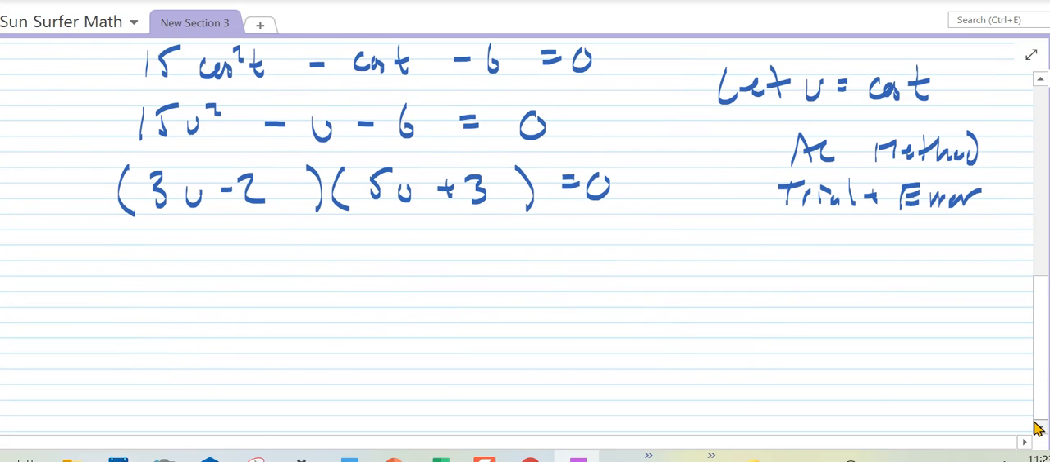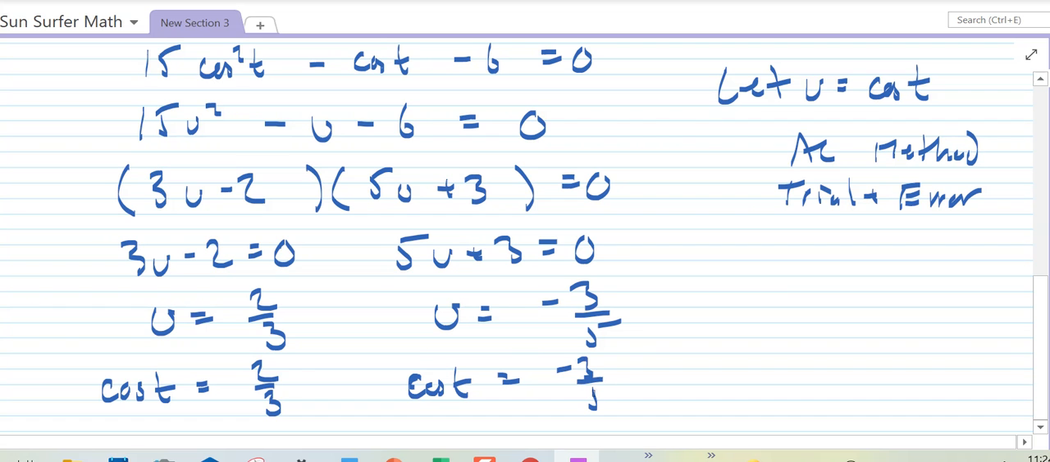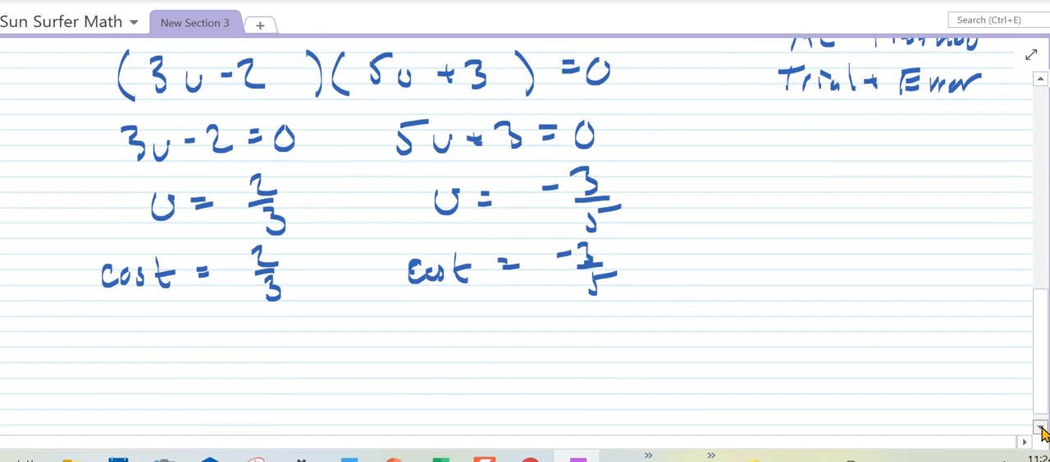The next thing that we want to do is set each factor equal to 0 and solve for u. So u is equal to 2/3 and u is equal to negative 3/5. Then we want to replace u with cosine. So we then have cosine of t is equal to 2/3, and the cosine of t is equal to negative 3/5. We're getting there.